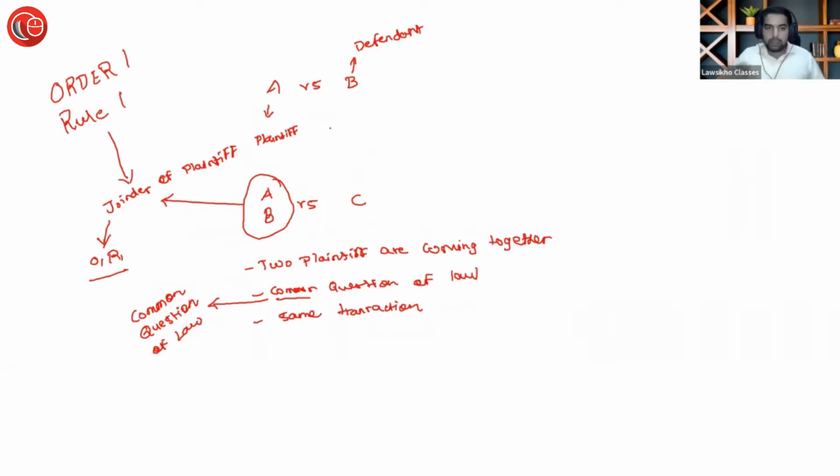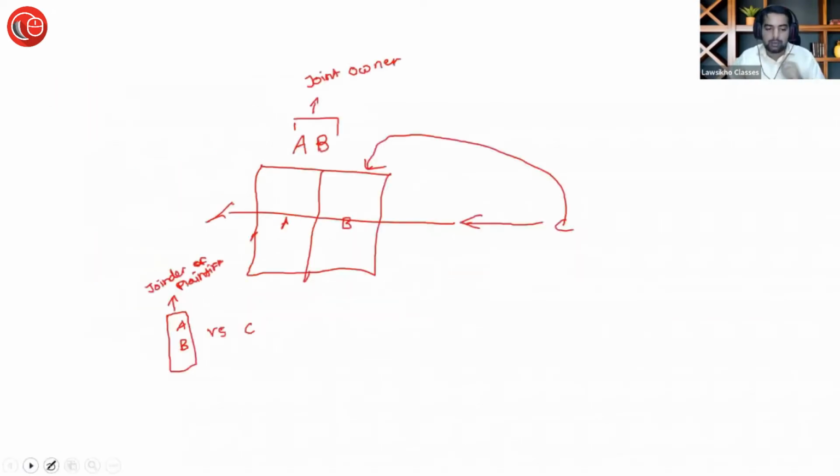So this is what joinder of plaintiff means. Now come to the second aspect. Now it can also happen that there can be a joinder of defendants as well. One plaintiff is filing a suit against two or more defendants, B and C. This can happen under Order 1, Rule 3. ठीक है, इसको हम बोलते हैं joinder of defendant. We call it joinder of defendant.